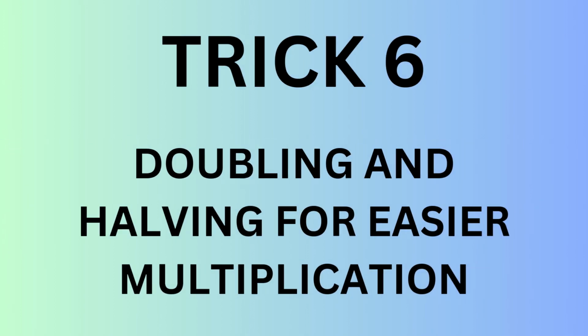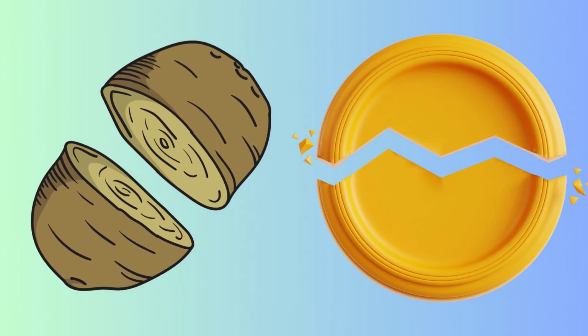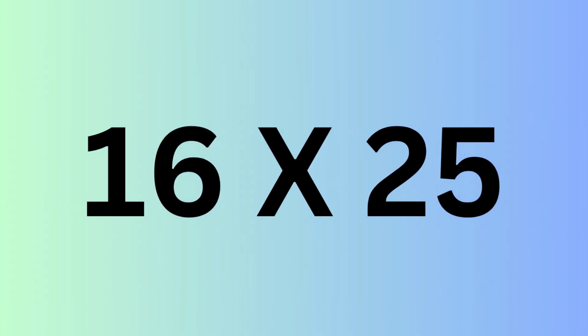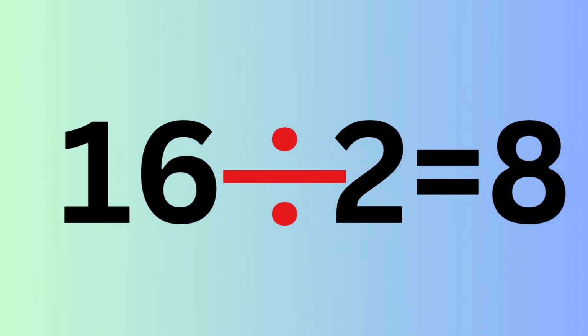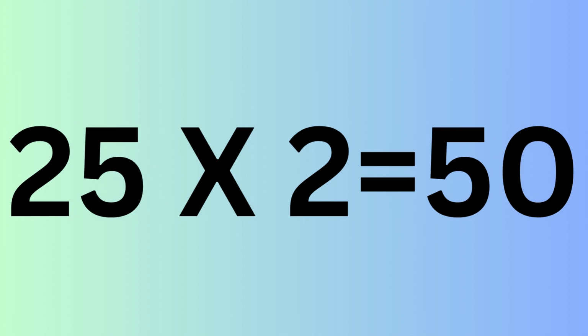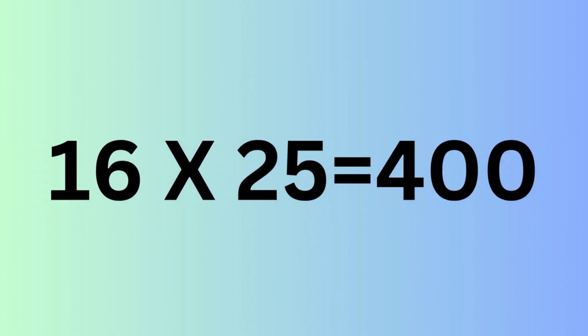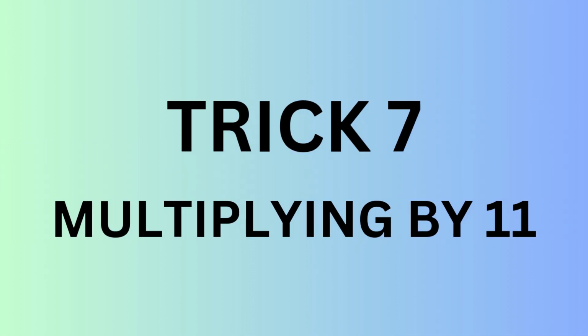Trick 6. Doubling and halving for easier multiplication. Here's a trick for tricky numbers. If one number is even, halve it and double the other number, it gives the same result. Let's try 16 by 25. Half of 16 is 8. Double 25 to get 50. Now multiply 8 times 50 is equal to 400. So, 16 times 25 is equal to 400. Isn't that awesome?